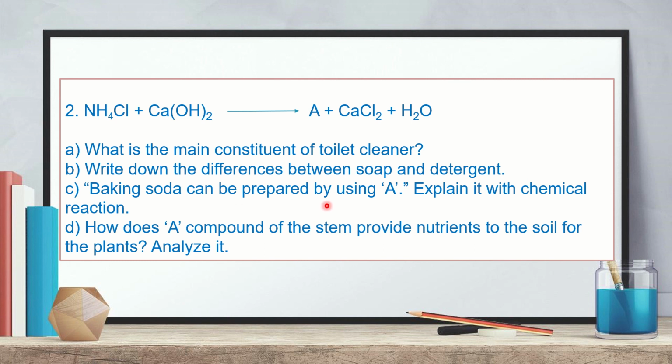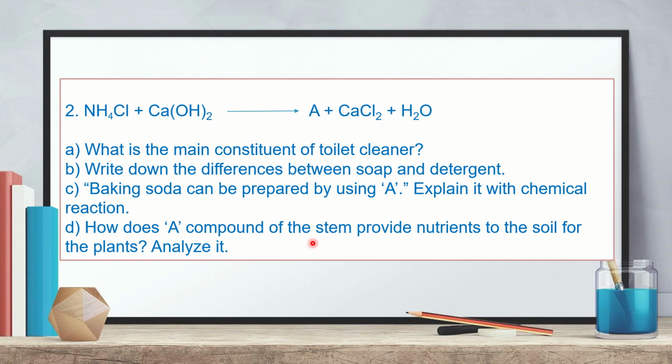Baking soda can be prepared by using A. Explain it with chemical reaction. Baking soda, that is sodium hydrogen carbonate, is produced by using ammonia, carbon dioxide and sodium chloride. So A, ammonia, is needed to make baking soda. So you will write the preparation of baking soda by using chemical reaction.